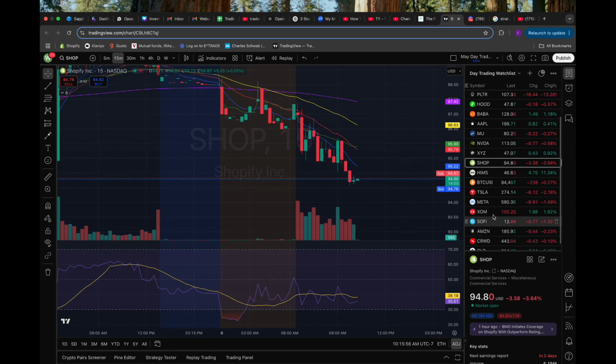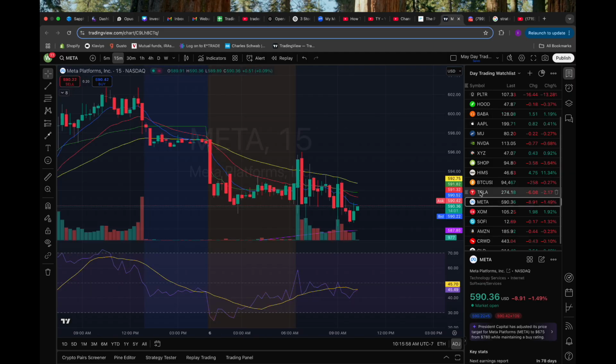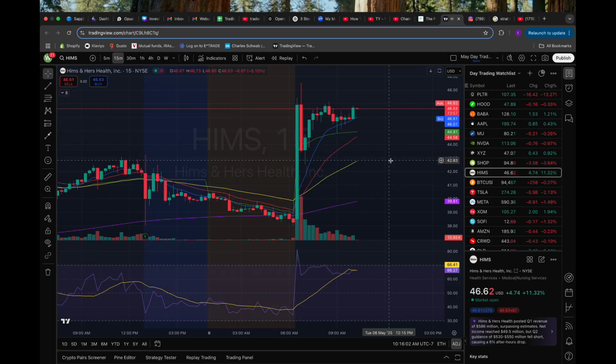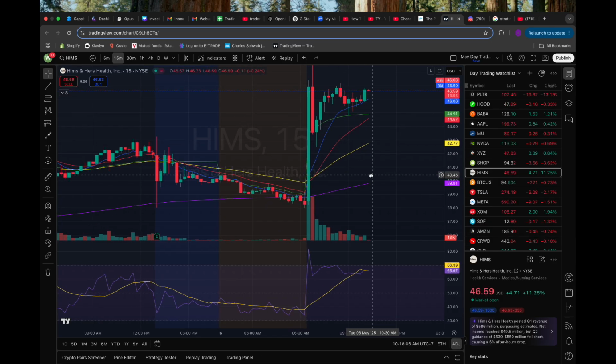All right. And then let's say we go to Meta. This one I would not trade. This is not a good chart to trade. Let's say I went to HIMS. Okay, boom. So we go to HIMS right here, right? So it opened up and then it blasted off, right?